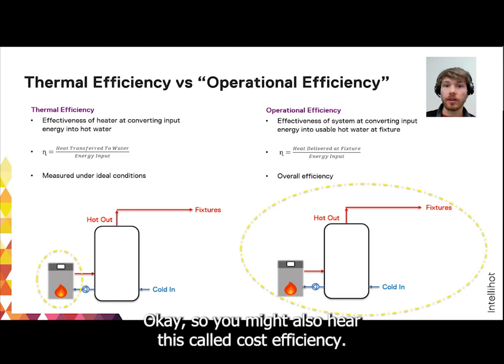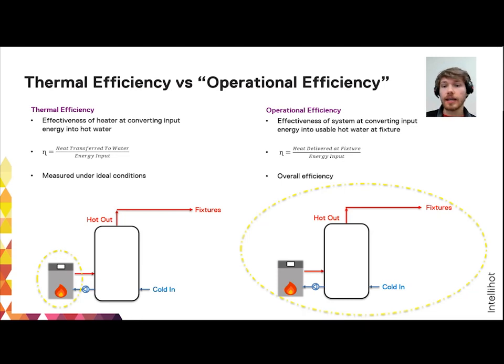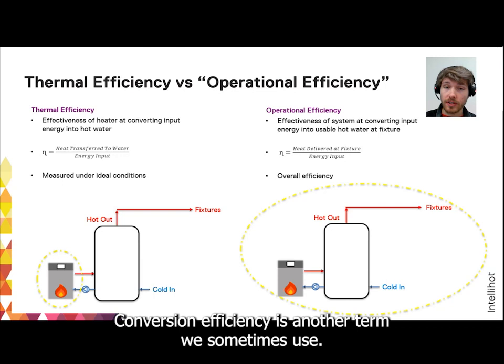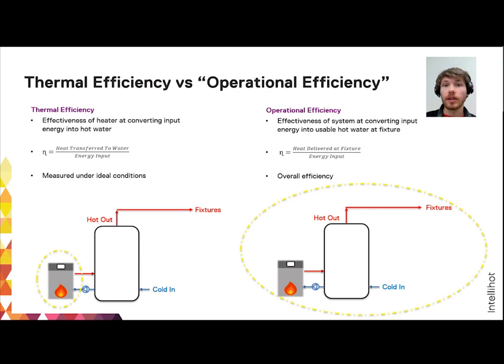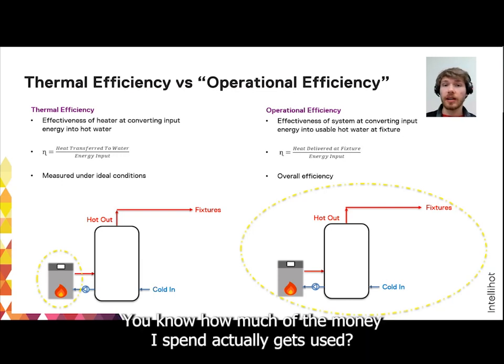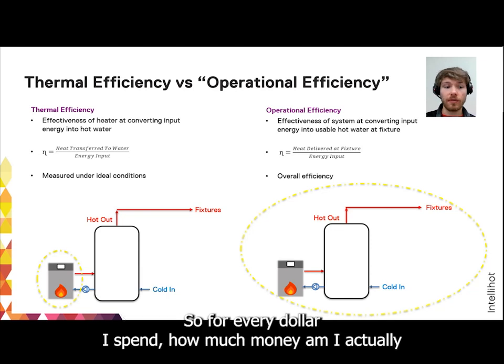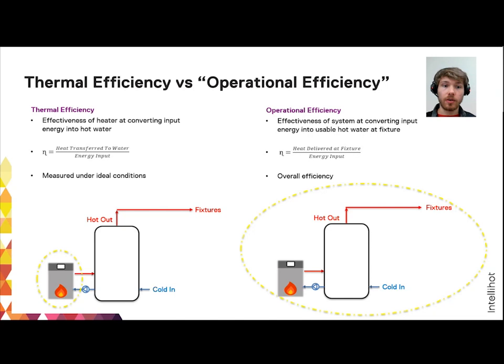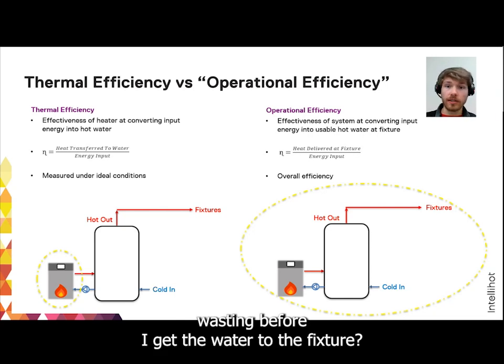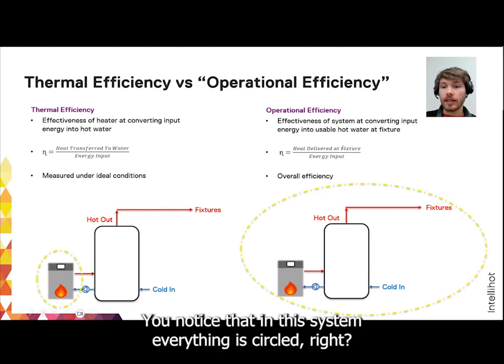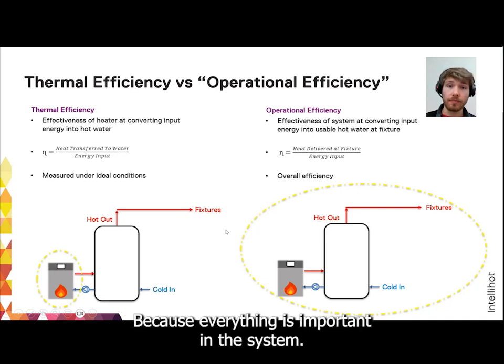Okay, so you might also hear this called cost efficiency. Conversion efficiency is another term we sometimes use. How much of the money I spend actually gets used. So for every dollar I spend, how much money am I actually wasting before I get the water to the fixture? You notice that in this system, everything is circled, right? Because everything is important in this system.